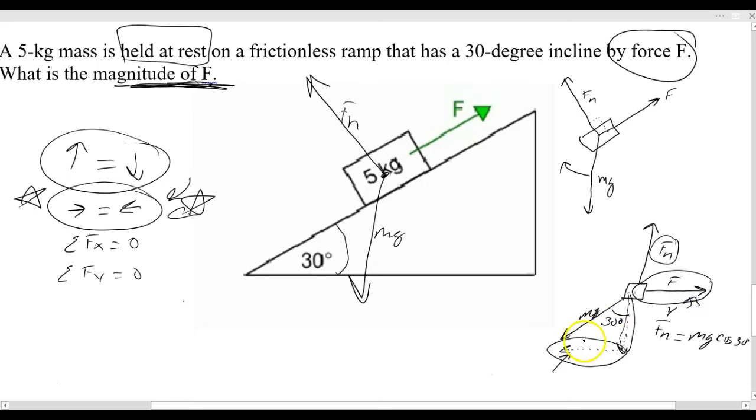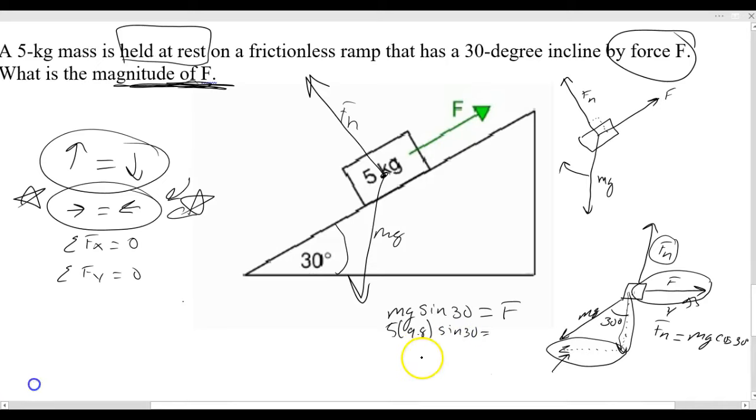So here we have, to find the opposite component, we use sine. So mg sine of 30 degrees is equal to your force that's pulling it to the right. Now, m is 5 kilograms. The acceleration due to gravity is 9.8. Sine of 30. When you calculate this out, 24.5 newtons. And that is your force that's holding this object up.